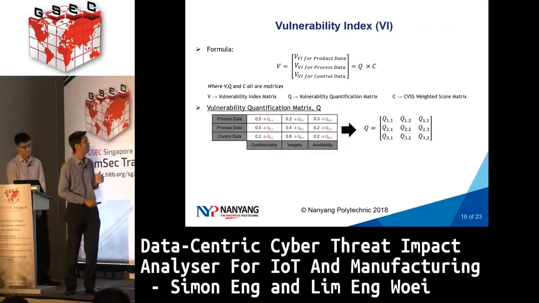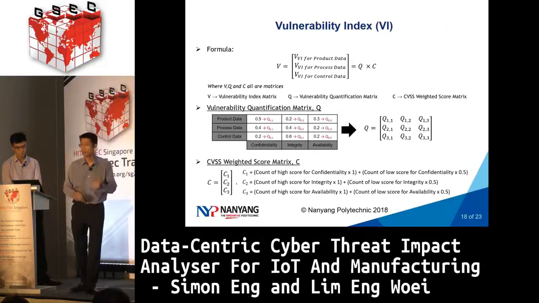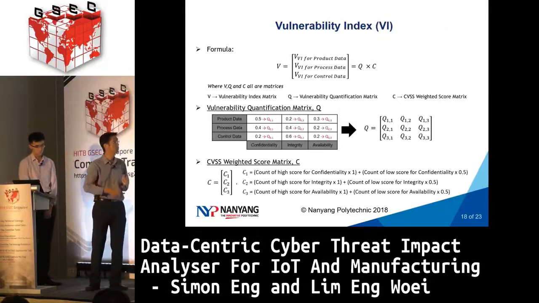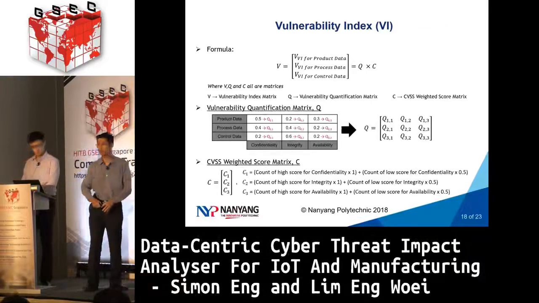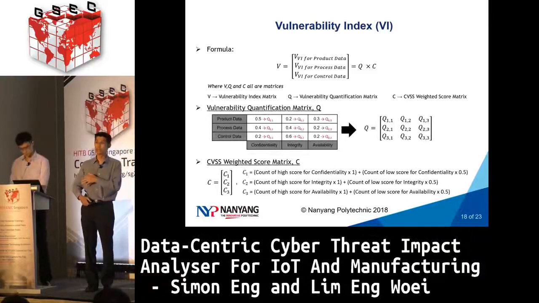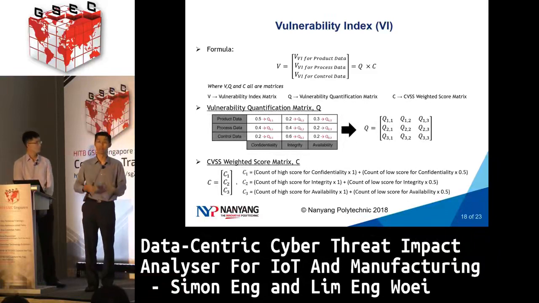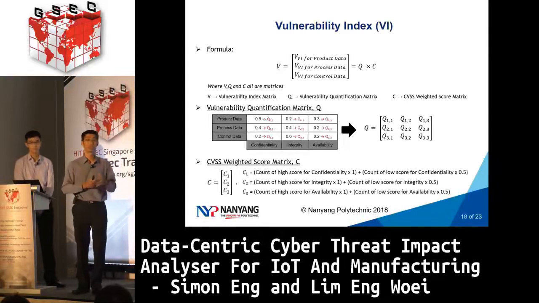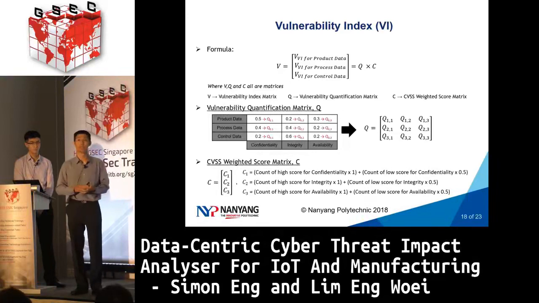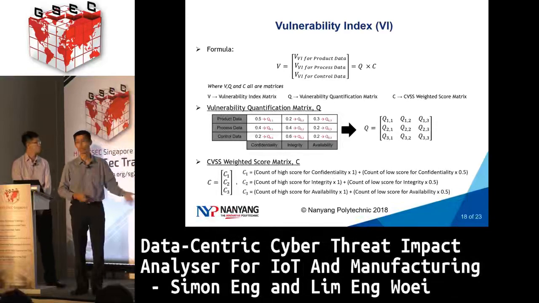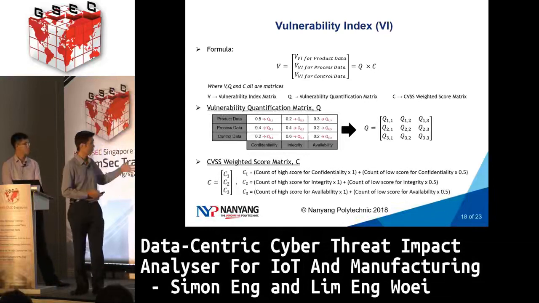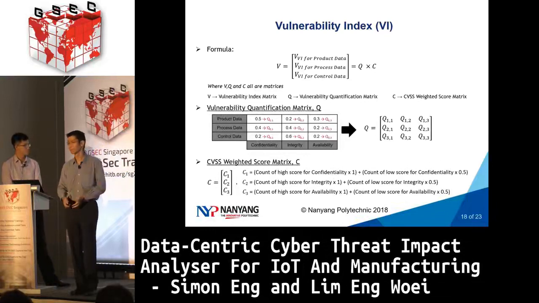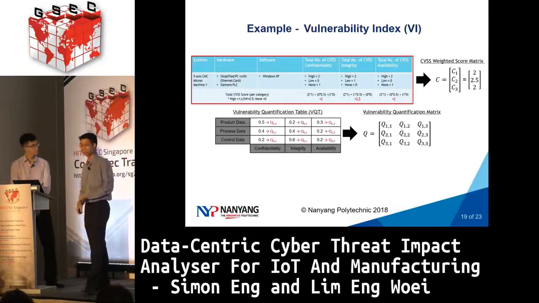Let me quickly show you everything first. What happened is that we put everything into a formula. If you look at my machine, it has 10 vulnerabilities. Out of these 10 vulnerabilities, 3 are high in terms of availability. How many are high score in integrity and confidentiality, etc.? We sum it up, then we get our vector, with the scoring matrix C. Then we multiply them together, and you get a final number.